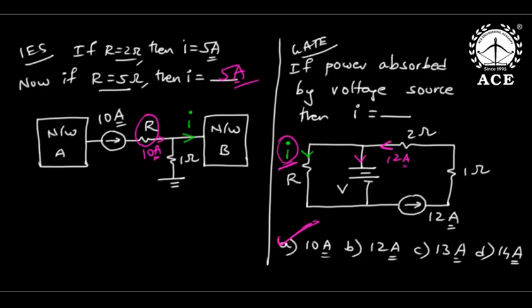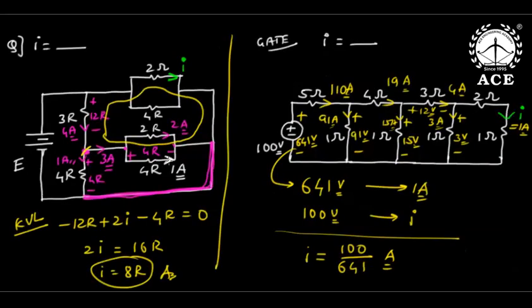Then here also an IES objective. He is asking I, but he gave the hint. With the given hint of 1 ampere, I wrote all KVL, KCL, and Ohm's law. I got the answer.